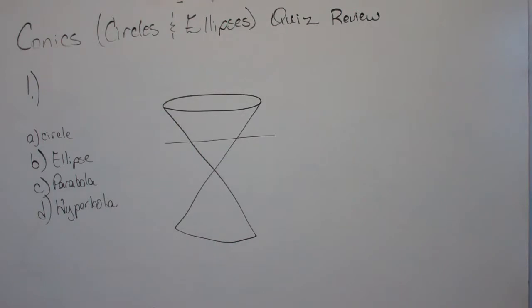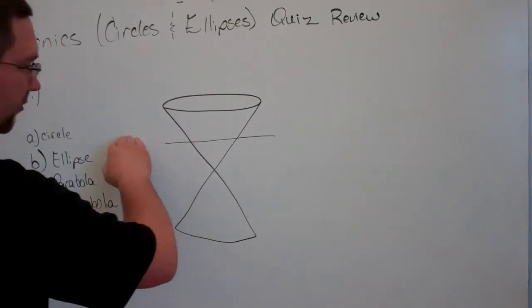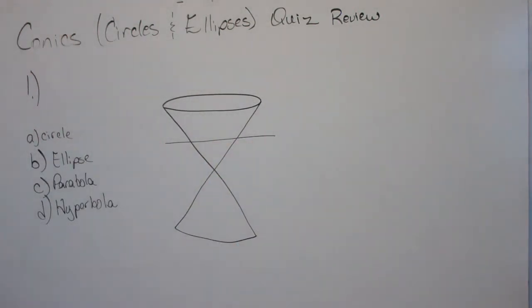It says identify the conic section that is demonstrated with the three-dimensional graphic shown below by filling in the bubble answer of your choice. So here we have our double cone, and our plane runs horizontally through it. So which one of these would it make? Well, if you remember, a hyperbola has to cut through both cones. This one does not cut through both cones, so it's not a hyperbola.